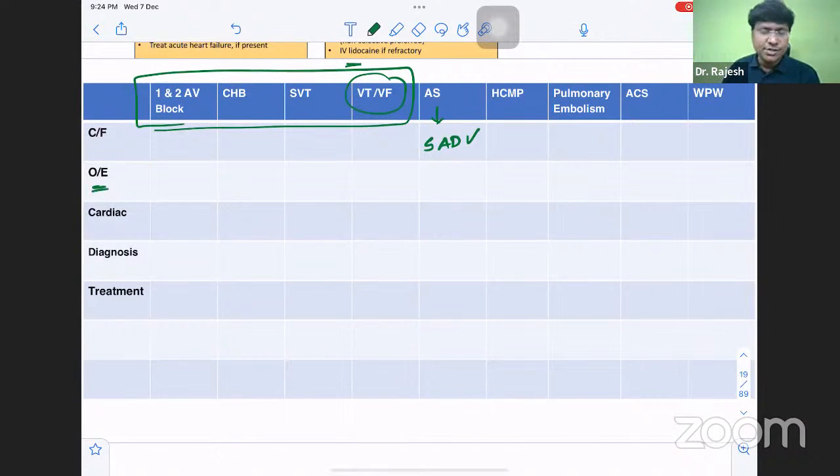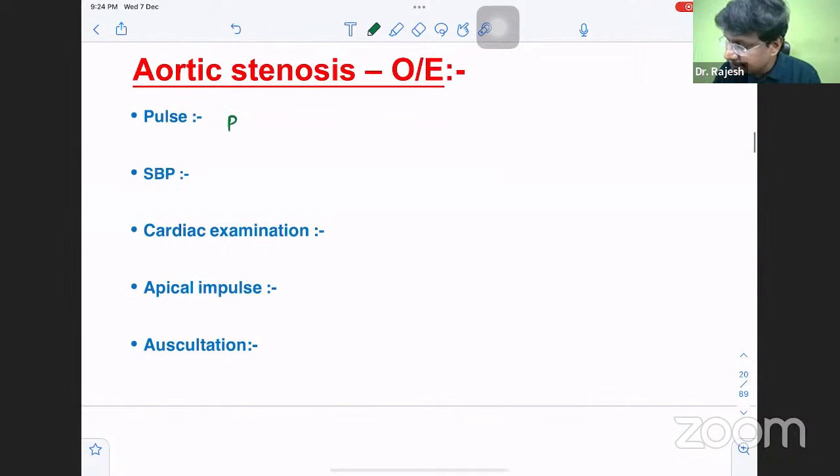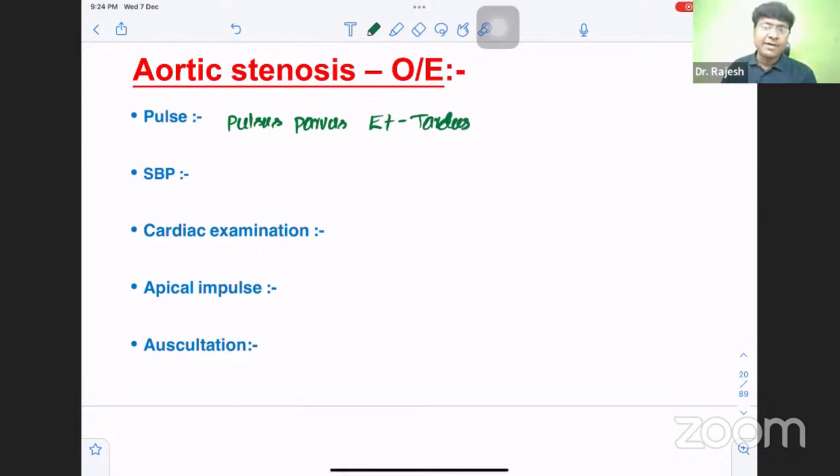And on examination, you have very important findings in case of aortic stenosis. You have a characteristic pulse, that is pulsus parvus et tardus. And what will happen to the systolic blood pressure? That will be reduced. And how will be the pulse pressure? They will have a narrow pulse pressure because the systolic blood pressure is reduced.